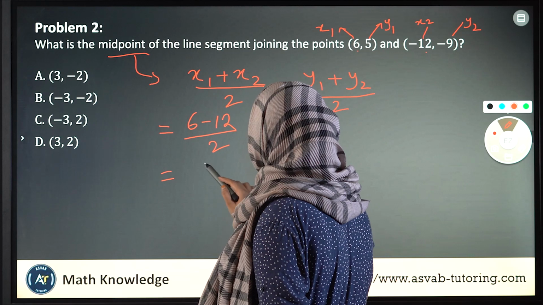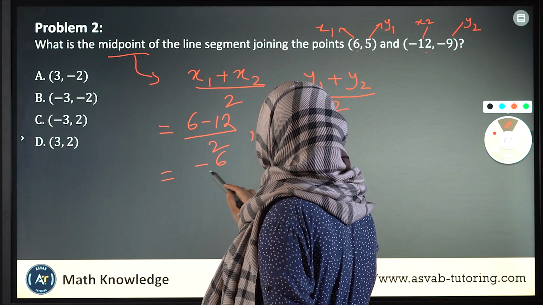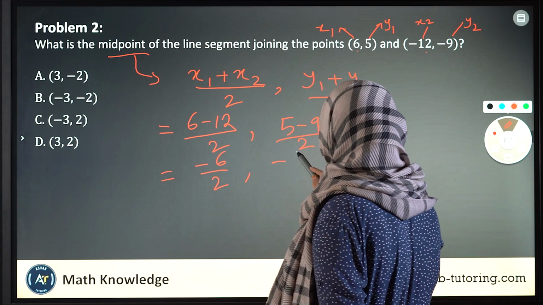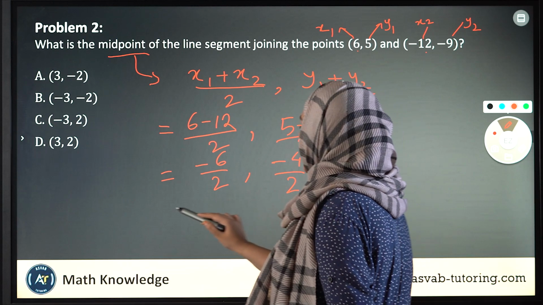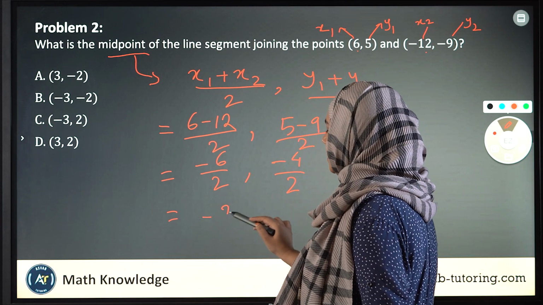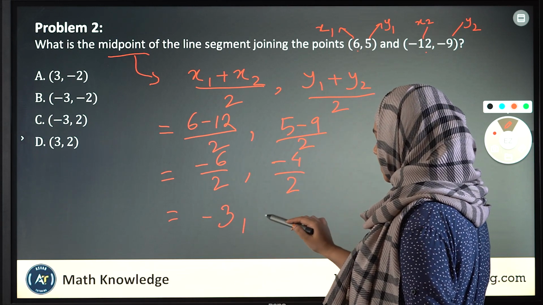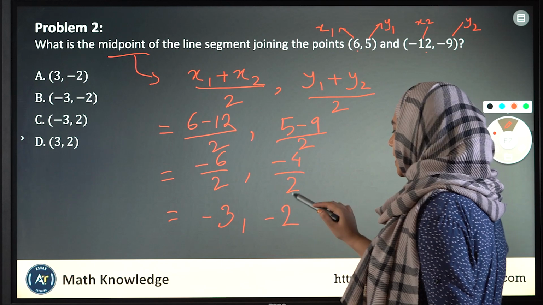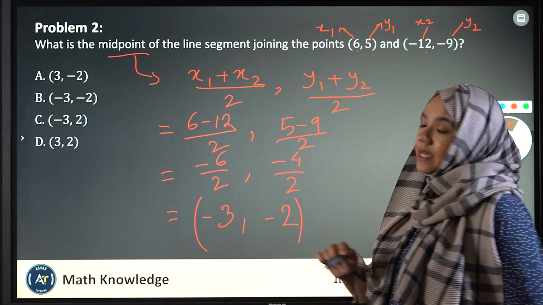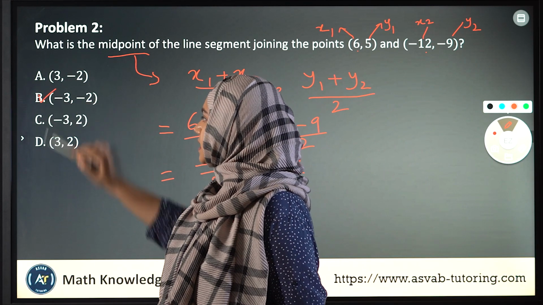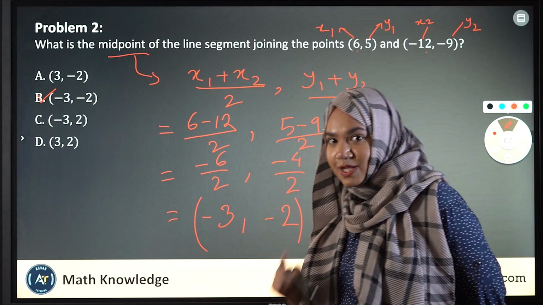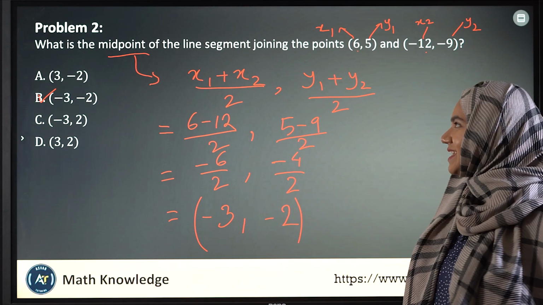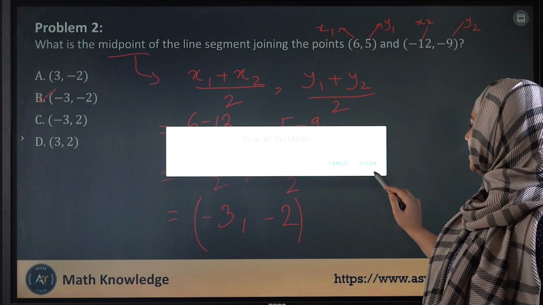6 minus 12 is going to be negative 6 over 2. And this is also going to be negative 4 over 2. If you simplify it, it's going to be what? Negative 3. If you simplify this one, it's going to be negative 2. So my correct answer is, once again, B, negative 3, comma, negative 2. Hope you got this one right as well. All right, let's move on to the next question.